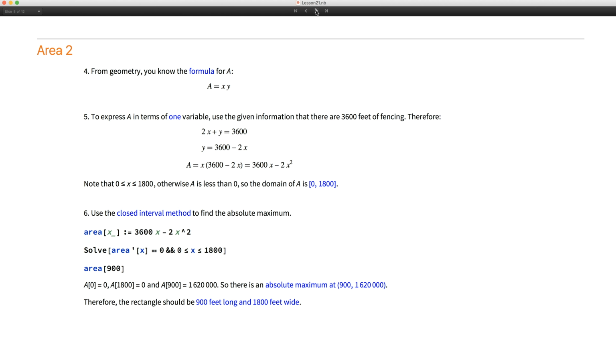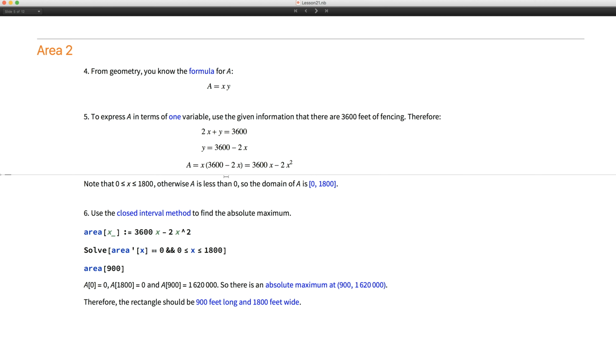Okay, so let's now start solving the problem. The area is given to be x times y. It's the length times the width. And the problem is you have two variables, so you must eliminate one of them. But then you know that 2x plus y must be the length of the fencing available. After all, y occurs only once. So replace y by an expression involving x, and then the area depends only on one variable, x.